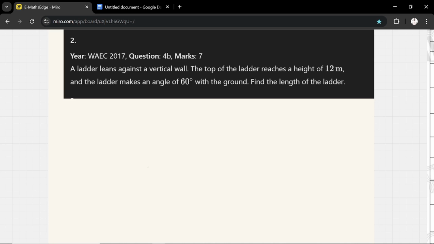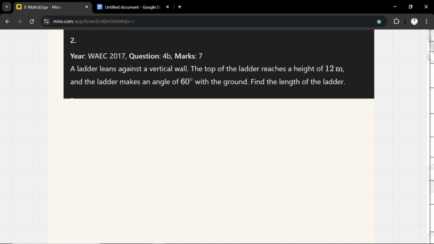So here we have question number 2, which is also a WAEC question for 2017, question number 4B, which carries a total of 7 marks. The question says, a ladder leans against a vertical wall. The top of the ladder reaches a height of 12 meters, and the ladder makes an angle of 60 degrees with the ground. Find the length of the ladder.